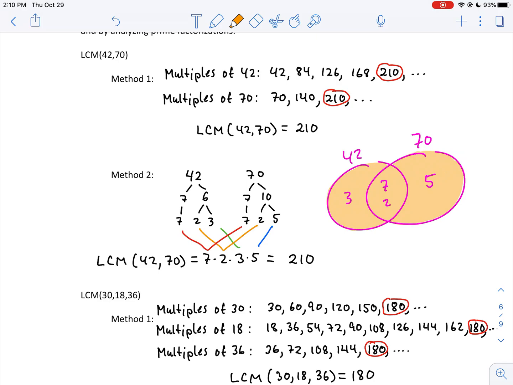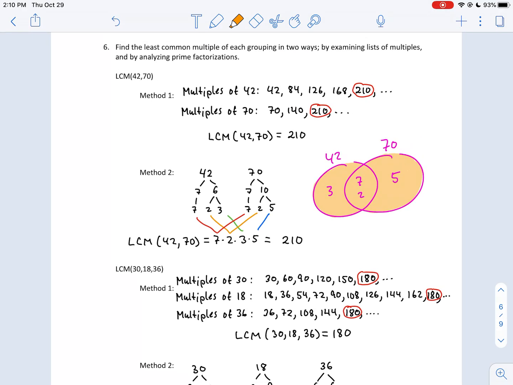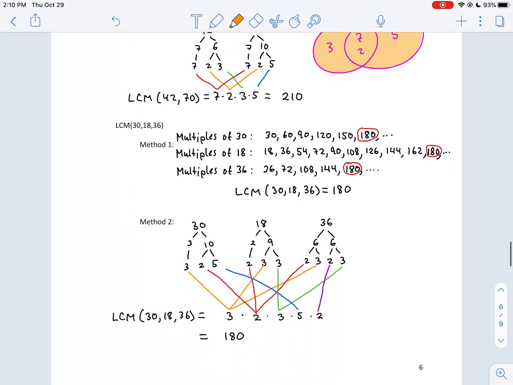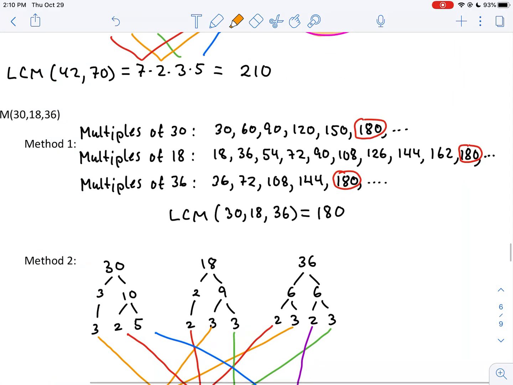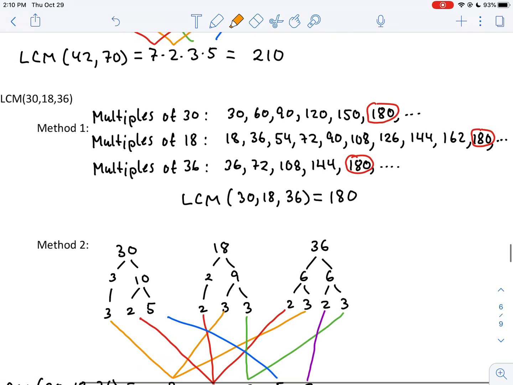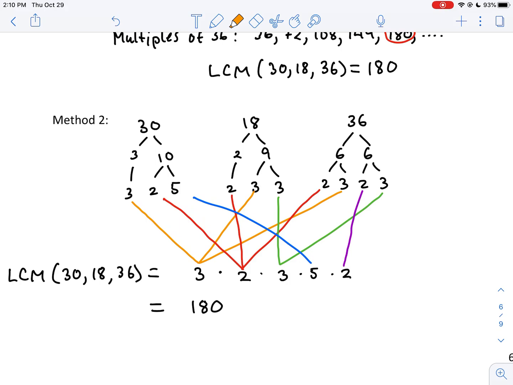So if you multiply those 4 numbers, 7 times 2, which were common, and then a 3 and a 5, you'll get the 210. When you're doing the LCM of 3 numbers, I just listed the multiples of the 3 numbers and found that 180 was the smallest of the common multiples. When you're constructing the LCM, look for what's common to everything first, right?